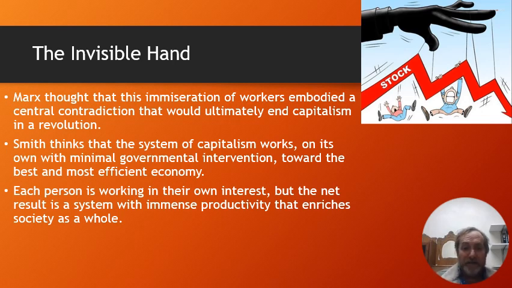He thought that this fact that workers are never going to rise above a certain level of wealth embodied this central contradiction that's ultimately going to be the end and going to cause a revolution. But Smith thinks no, this is the most efficient place. It's going to settle at that state where the workers are going to make just enough to survive, right? And that's actually the most efficient thing to settle on. The person is working in their own interest in this whole system, but he thinks the net result is going to be an overall system with immense productivity that enriches society as a whole.